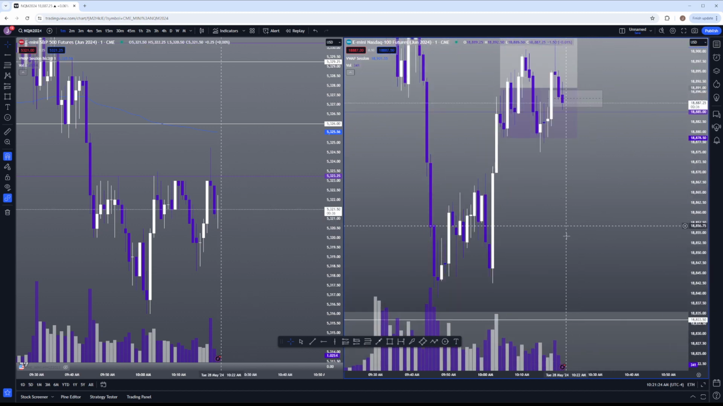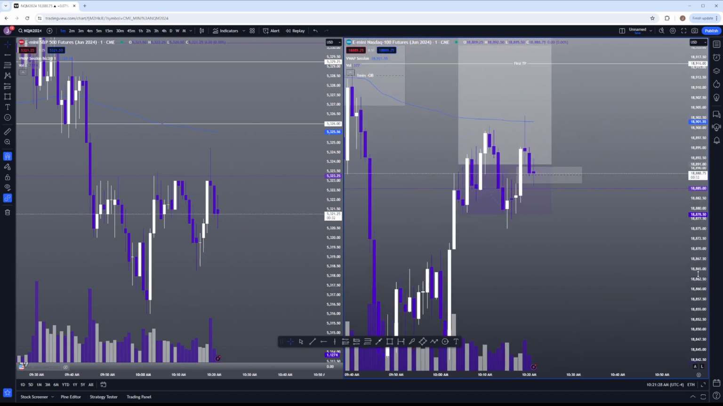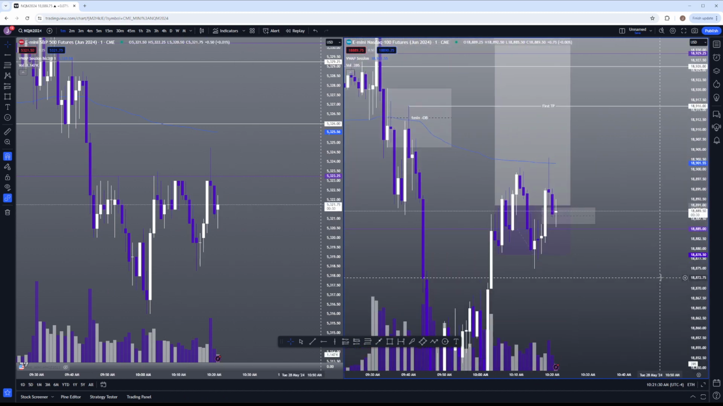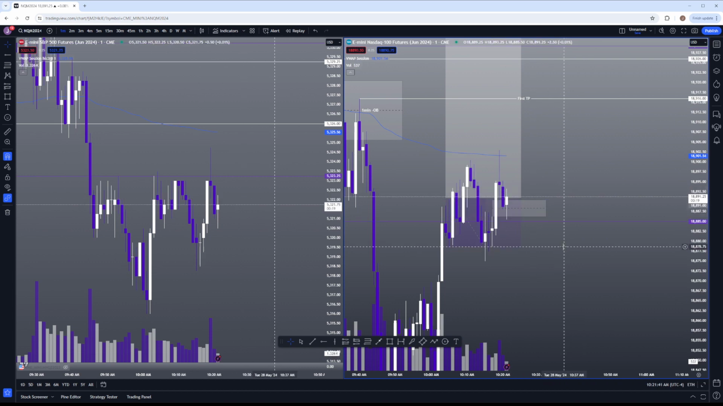So that's one reason I could see us still going down, targeting that external low. But right now we're still chopping. Let's see, we're reacting off that 50% level of that 1-minute imbalance I was talking about right here. I'm still bullish overall. We'll see.